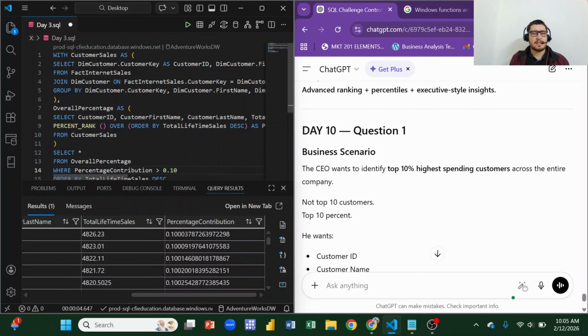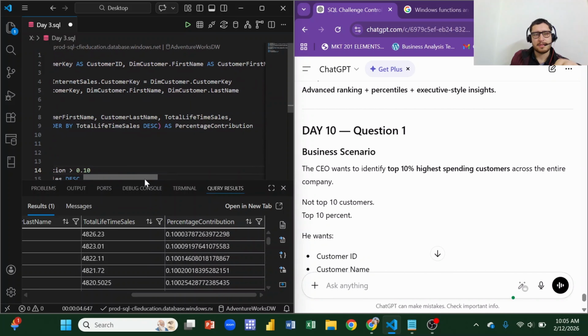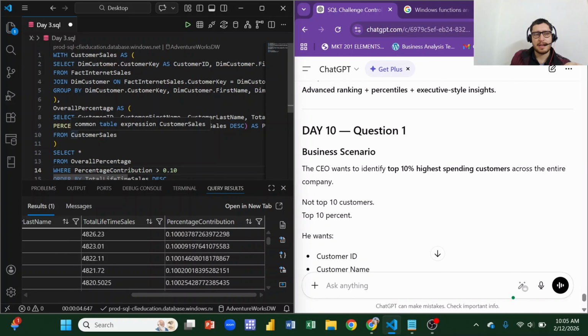Then after that I had to select. I knew that we had to apply 3 steps. Number 1, a total aggregate. Number 2, a window function. And number 3, we have to apply a filter. So I just put a comma here, and then I selected it as overall percentage. I had assigned it a name, and then I selected the rank, customer ID, and the total lifetime sales.